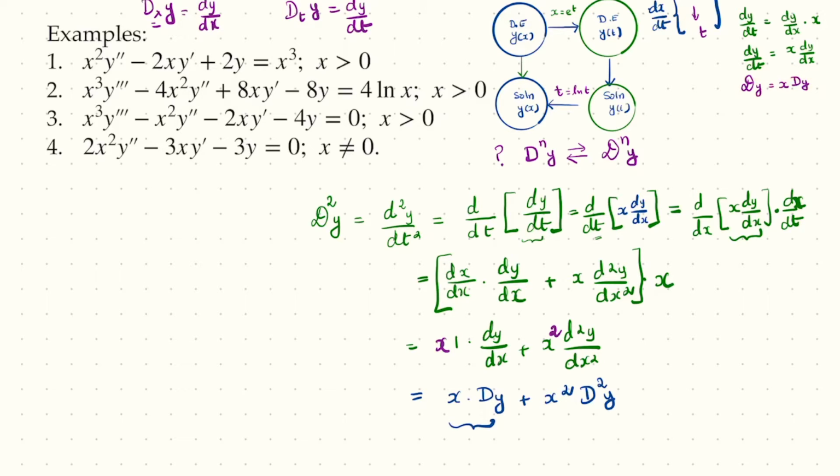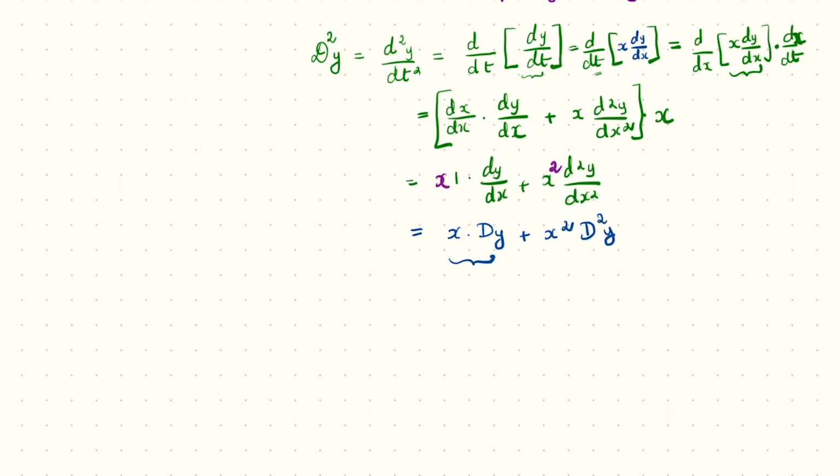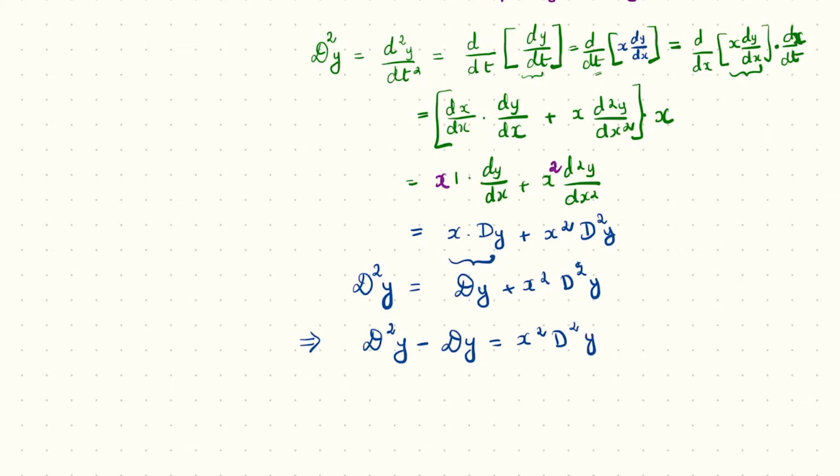So x dy is equal to script dy. So I can rewrite this, if you don't mind, as script dy plus x squared d squared y, that's regular d, right? d squared y is equal to script d squared y. And if I simplify this, ladies and gentlemen, I'm just grouping all the script d's and the regular d's. I'm going to have script d squared y minus script dy is equal to x squared d squared y.